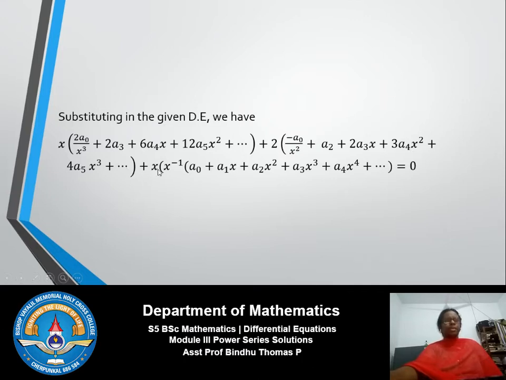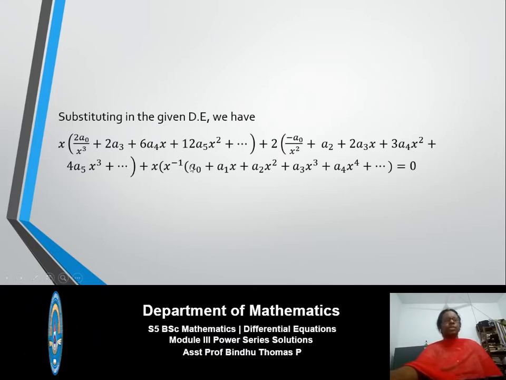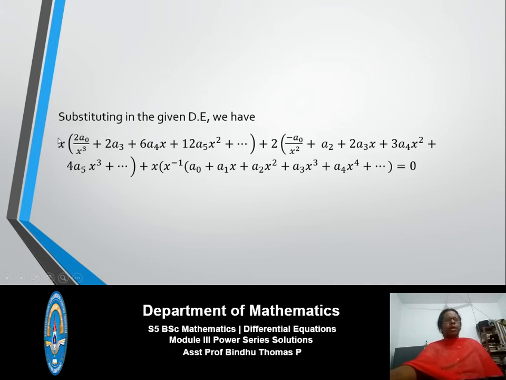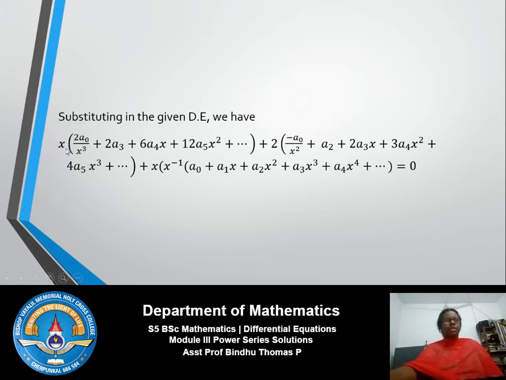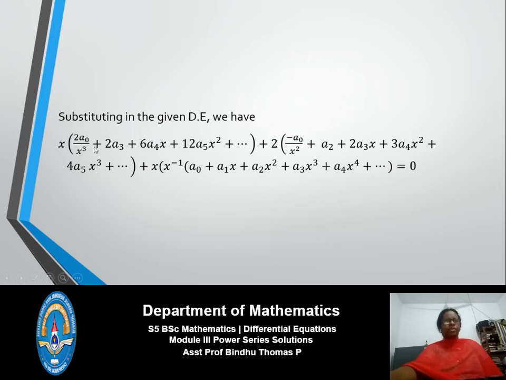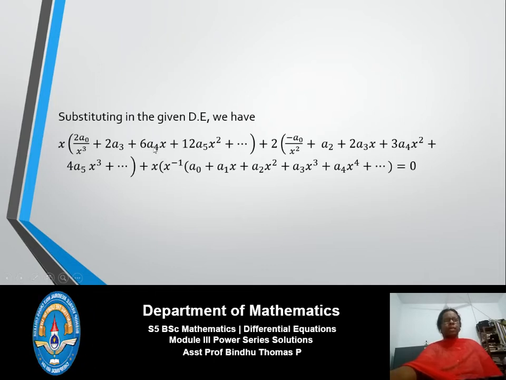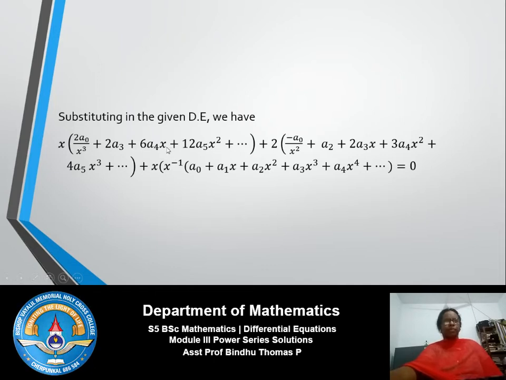and so on, plus x into y is x raised to minus 1 into the series a0 plus a1x plus a2x square plus etc. is equal to 0. By opening the brackets, the first term of the first series becomes 2a0 by x square, the second term is 2a3x, and so on. And from here onwards, all the terms raise the power of x by 1.